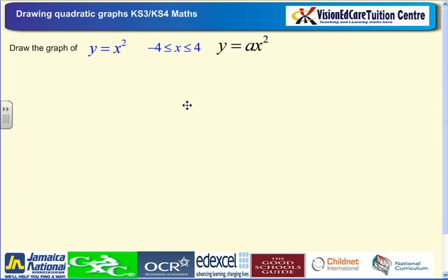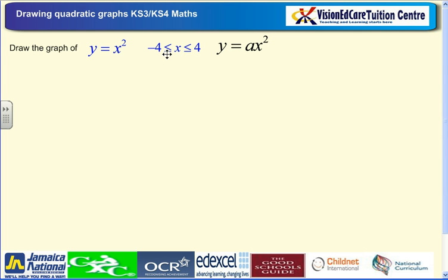In this subsection, you are going to learn to draw the graph of the form y is equal to ax squared, and that's the most basic quadratic graph. Here a is a number. A can be either positive or negative. In this example, we're going to look at when a is positive. That is, the coefficient of x squared in this case is positive 1. So we are asked to draw the graph of y is equal to x squared between the values of x minus 4 to positive 4.